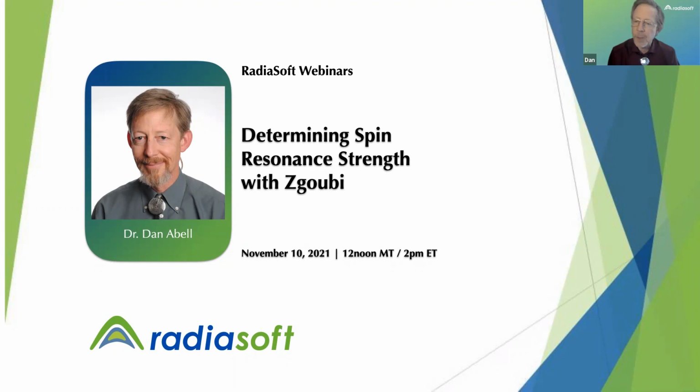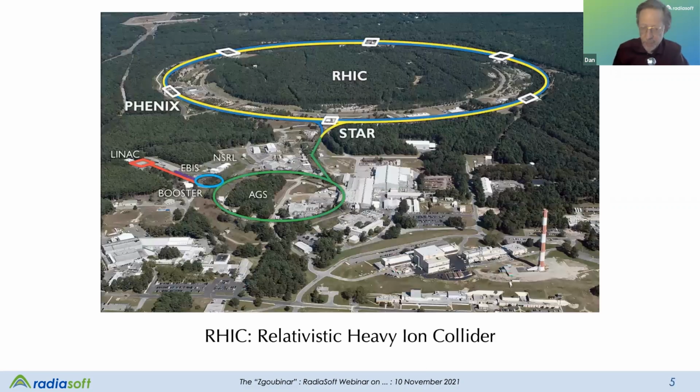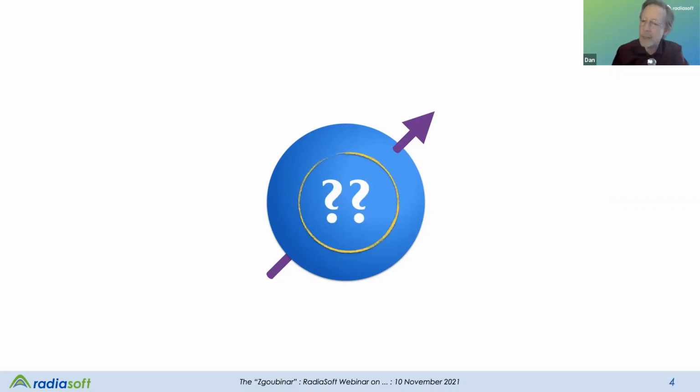My name is Dan Abell, and I'm a research scientist here at Radiusoft, and I'm an expert in modeling spin dynamics and particle accelerators. Spin is a fundamental and not yet fully understood property of particles, such as protons, neutrons, and atomic nuclei. But the origin of spin, how it arises from whatever lies inside those particles, now stands as perhaps the most significant unsolved puzzle in nuclear science today.